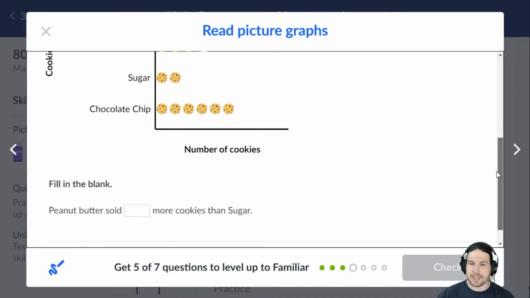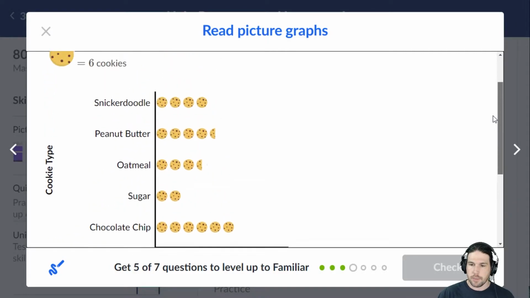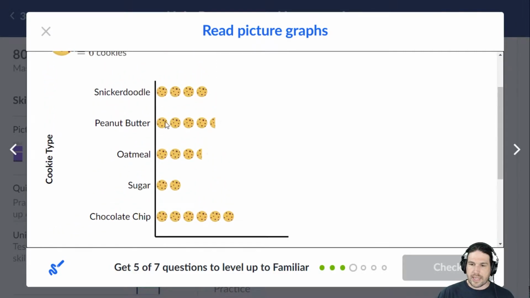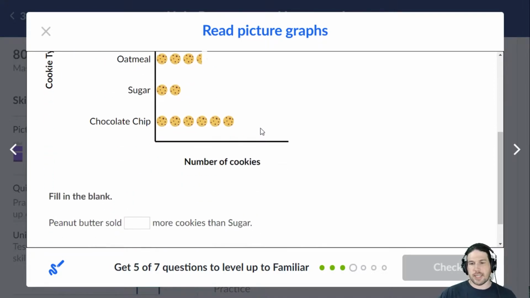What's this actually asking? Peanut butter sold blank more cookies than sugar. So we take off the first 2 because we're subtracting the first 2, and we have 1, 2.5 peanut butter. And if each one is 6, well, that would be 6, 12, 13, 14, 15.